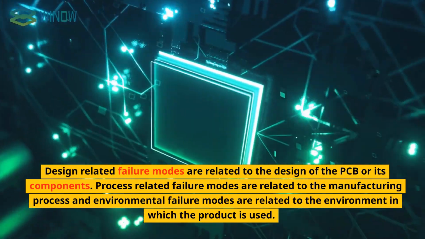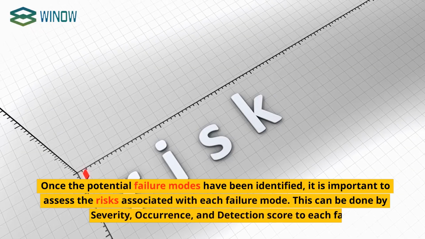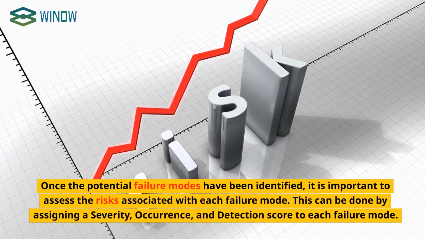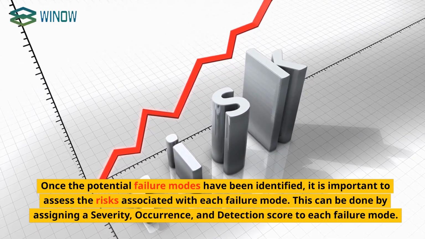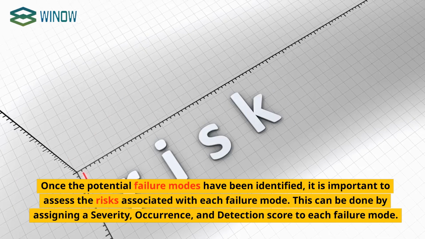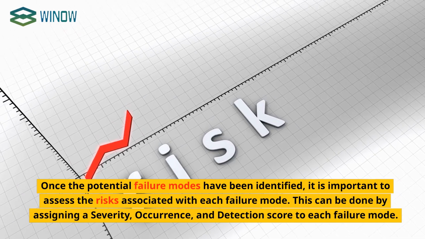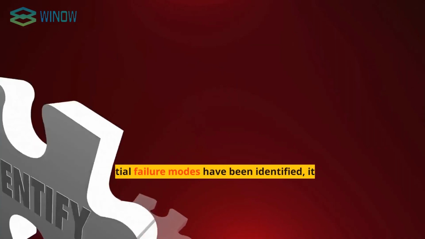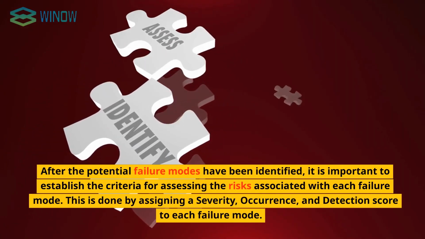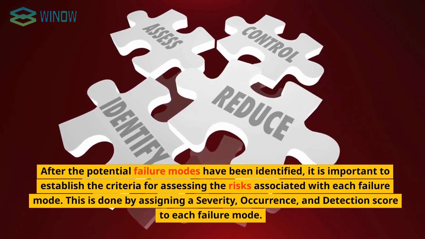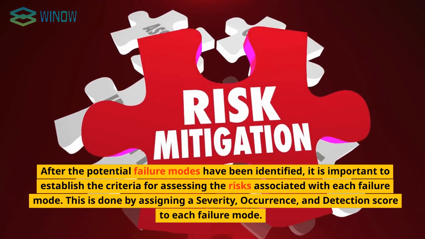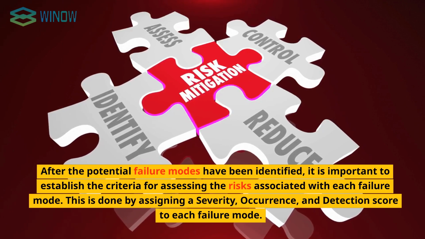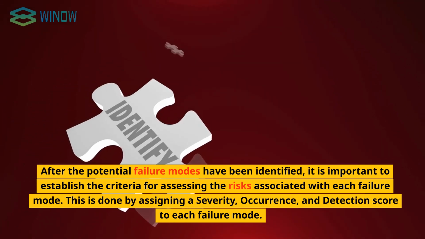Once the potential failure modes have been identified, it is important to assess the risks associated with each failure mode. This can be done by assigning a severity, occurrence, and detection score to each failure mode. Establishing FMEA risk assessment criteria. After the potential failure modes have been identified, it is important to establish the criteria for assessing the risks associated with each failure mode. This is done by assigning a severity, occurrence, and detection score to each failure mode.